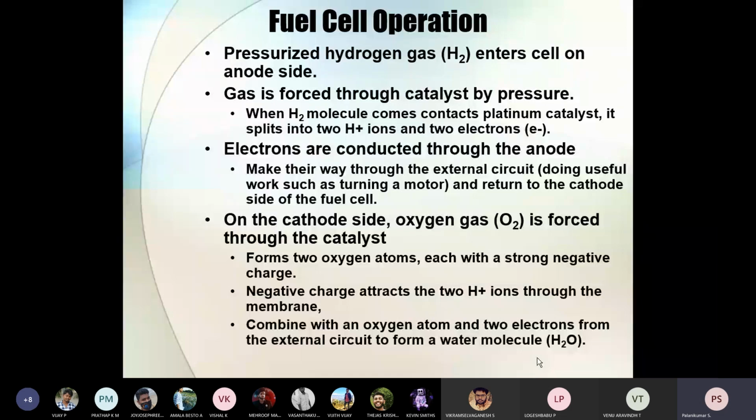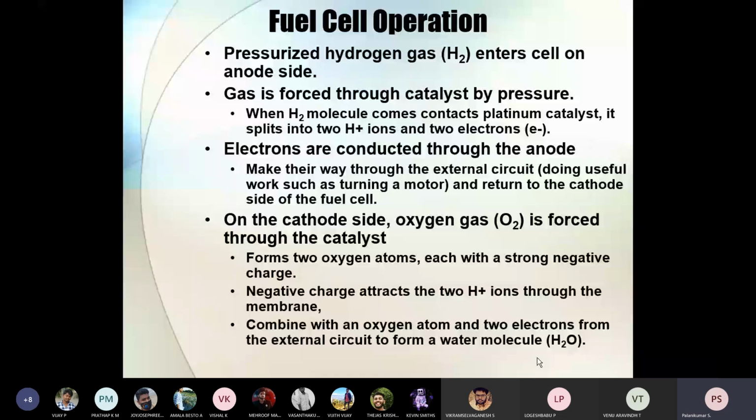On the cathode, the oxygen gas attracts the two H+ ions that are already there. Those ions are attracted through the membrane, combining with the oxygen atom and two electrons from the external circuit to form water. Finally, the two H+ ions attract the negatively charged oxygen, and that makes water.